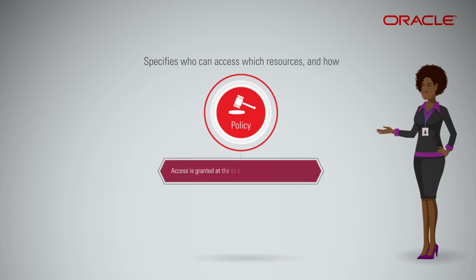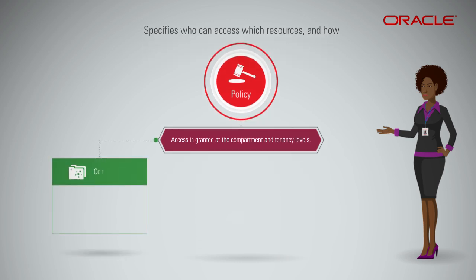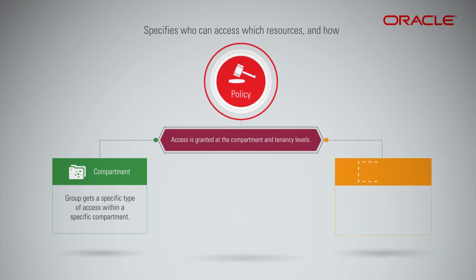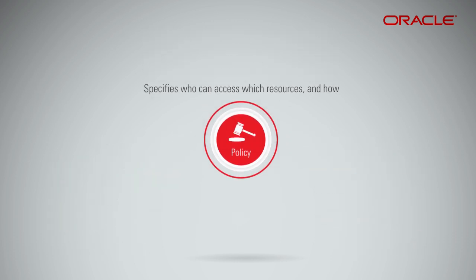Access is granted at the compartment and tenancy levels. You can write a policy that gives a group a specific type of access within a specific compartment, or the policy can be at the tenancy level, where the group automatically gets the same type of access to all the compartments inside the tenancy.